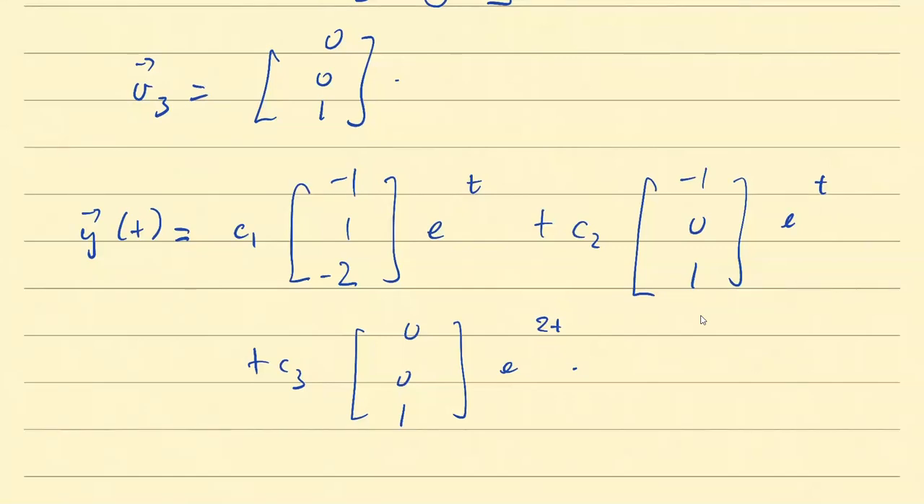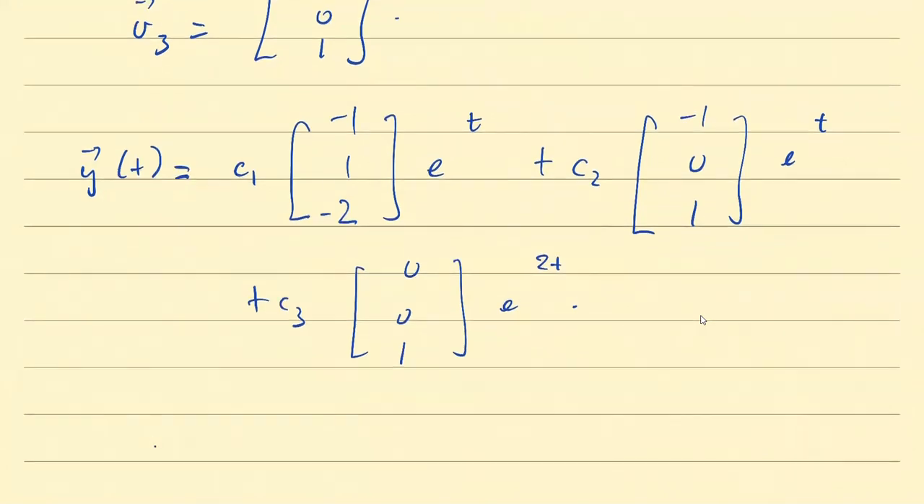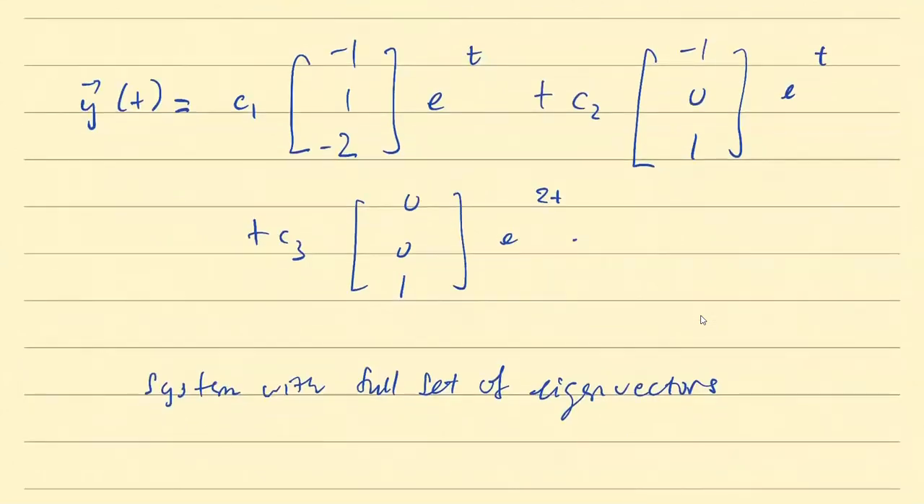So the discussion here should be more properly called systems with a full set of eigenvectors. And of course, you want real eigenvalues because we're not dealing with complex ones. But whether it's repeating or not is not really the issue here.